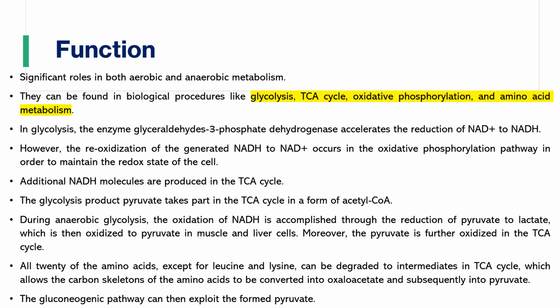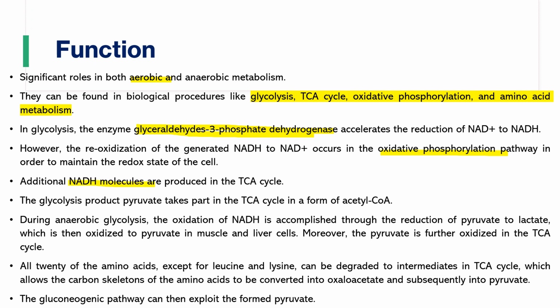Some of the common functions of this type of enzyme are, these enzymes normally play a significant role in aerobic and anaerobic metabolic processes. They can be found in biological processes like glycolysis, the TCA cycle, oxidative phosphorylation, and amino acid metabolic processes. In glycolysis, glycerol 3-phosphate dehydrogenase normally accelerates the reduction of NAD plus to NADH. Just now we have seen the glycerol 3-phosphate dehydrogenase reaction in the previous slides. So that was catalyzed by glycerol 3-phosphate dehydrogenase. The reoxidation of NADH to NAD plus occurs in the oxidative phosphorylation pathway.